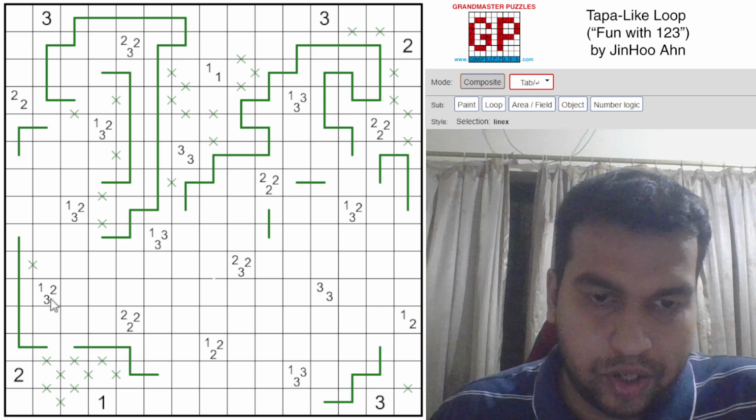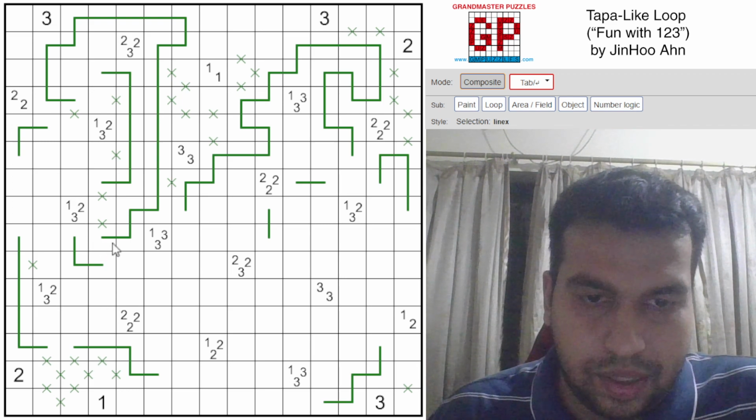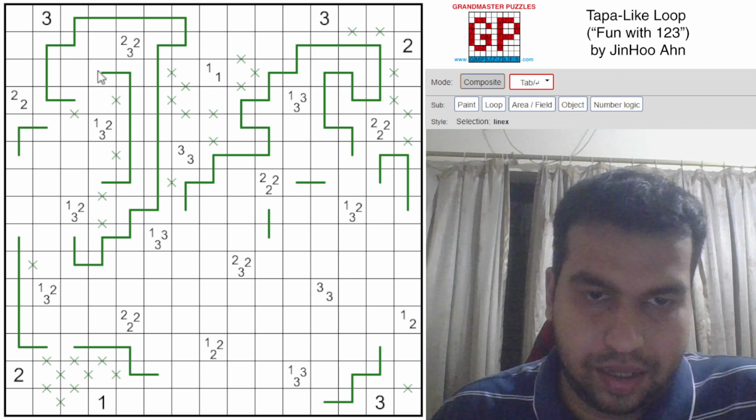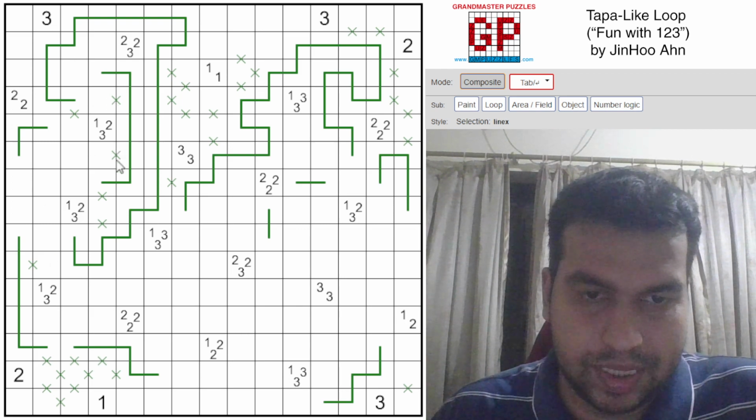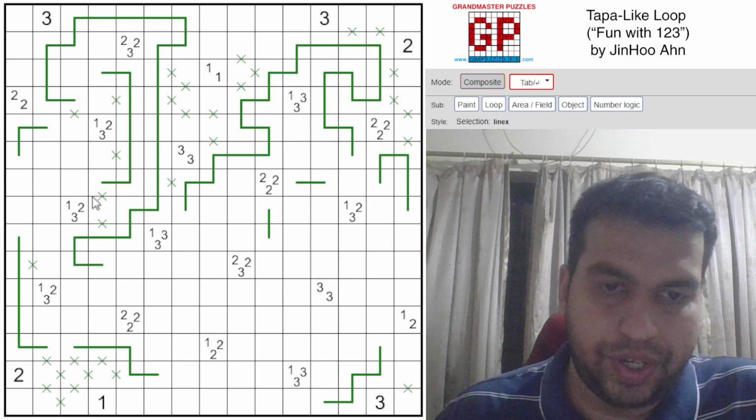Now, if the one part of this 1, 2, 3 is here, that strands this. So this is the one part. Now, again, if this comes this way, we have an odd number of loop segments in this area. So this would actually go here. That's the 2 portion of this 1, 2, 3.